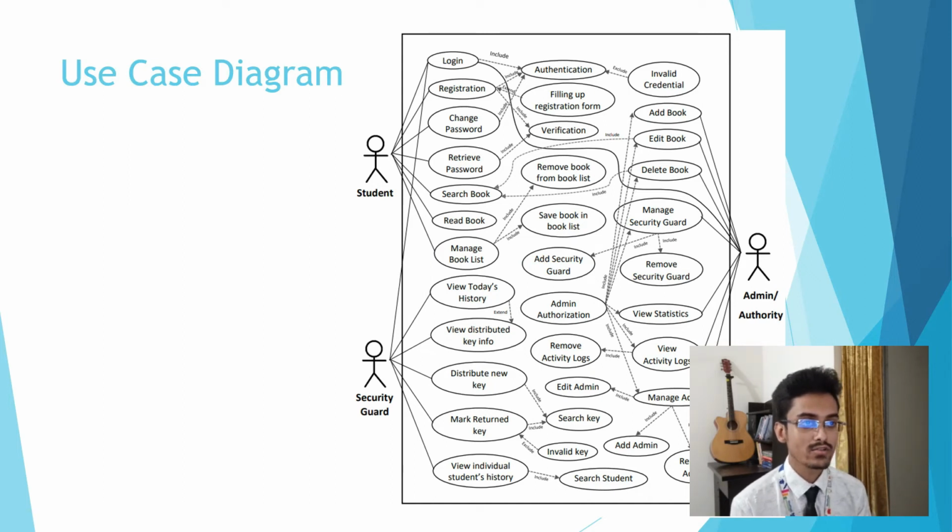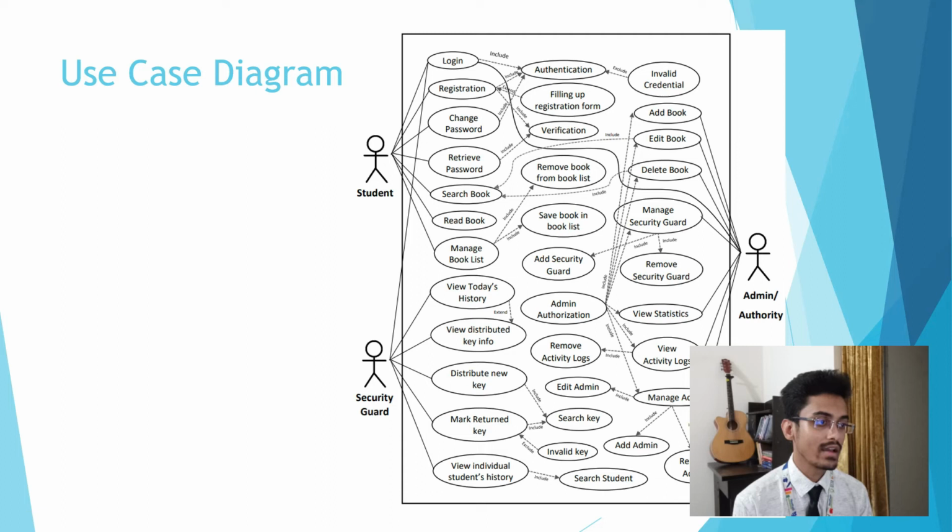Here our student will be able to log in, register, change their password, retrieve their password, search for a book, read a book, and manage the book list. The book list is actually their wish list. They can save a book and read it later. And security guards will be able to view the history of today's distribution, view distributed key info, distribute a new key, and mark a returned key. And they will be able to view individual students' history.